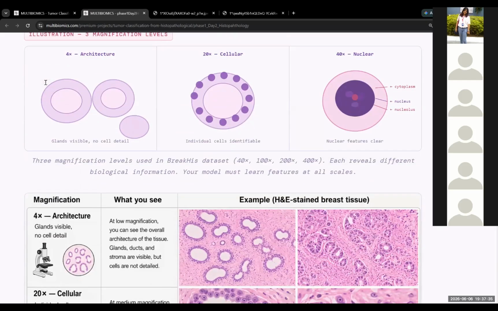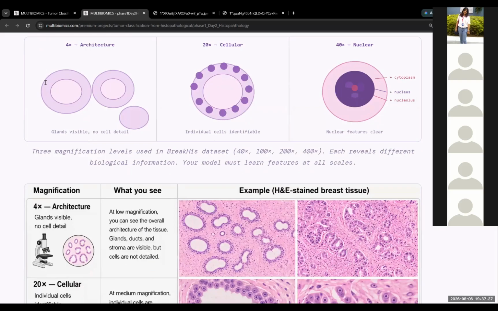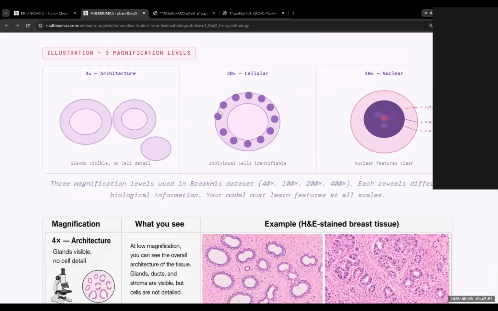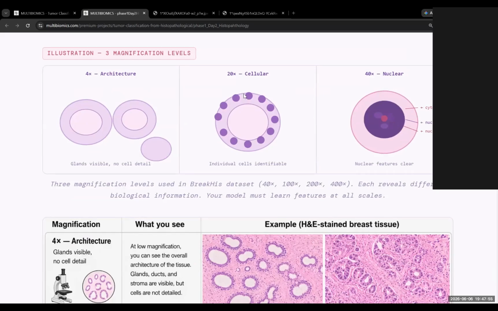So, as a biologist, if we are entering into computational biology, please don't leave your biology behind. We have got one data set, and there we have various magnification levels. In the BreakHis data set, you have 40x magnification, then 100x, 200x, and 400x magnification.